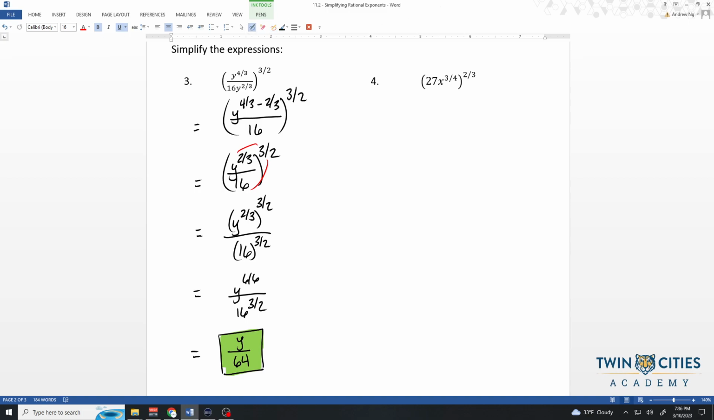All right, what about over here? I've got 27 x to the 3/4 and this whole thing to the 2/3. All right, let's begin by kind of distributing this outer power. That's going to go to everything. So 27 to the 2/3 times x to the 3/4 to the 2/3.